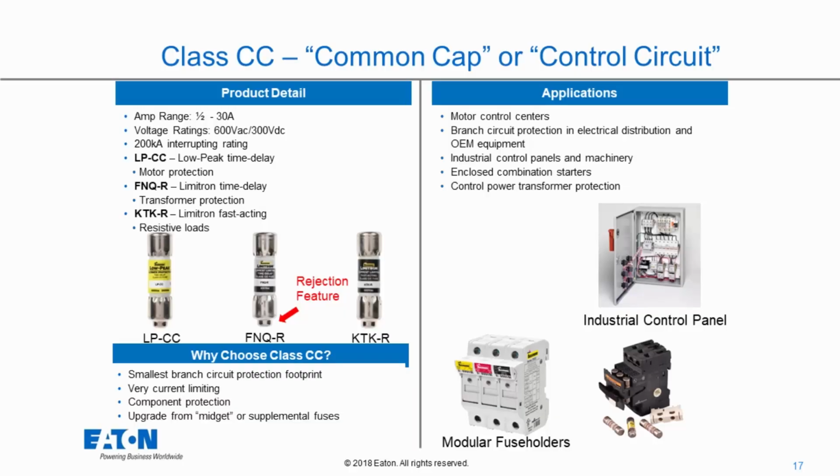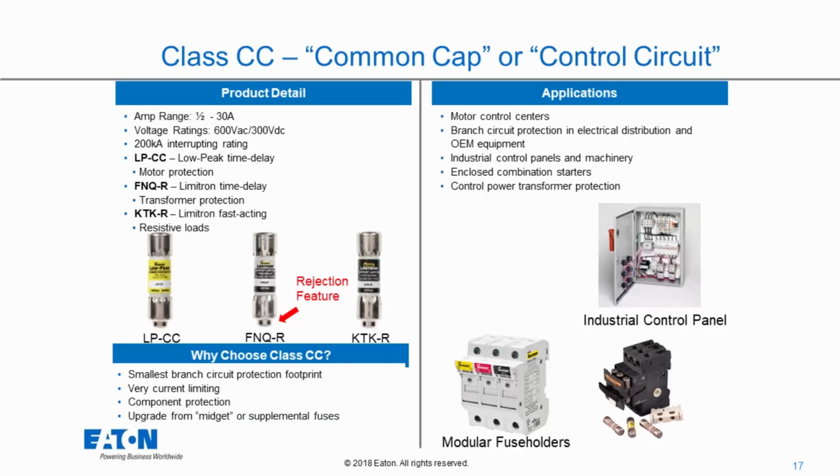So what will happen in that case, that KTKR fuse, quite frankly, would open up prematurely. You would see that inrush from that transformer open it up. You call me or another application engineer, and we let you know, hey, you've got to put a time delay fuse in there, and we go to the FNQR. So FNQR is very good in front of transformer protection. LPCC is good all around for motor protection and for heating loads, resistive loads, everything. But just know that in general, if you're talking control transformers, we're really going to put that FNQR in there.